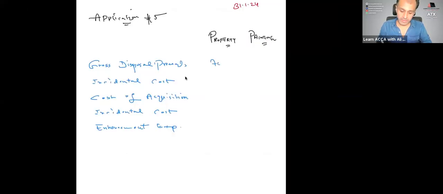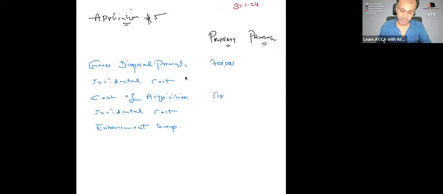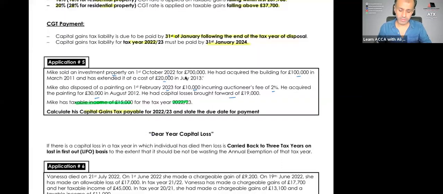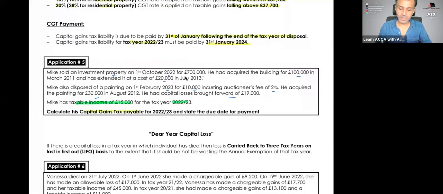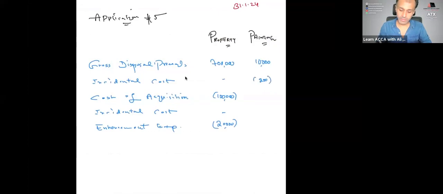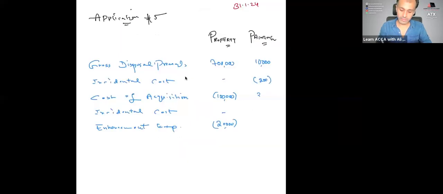$700,000 has been the proceeds of disposal, being acquired back in 2000 for $400,000, and an extension cost on that is $20,000. There is no incidental cost of disposal and incidental cost of purchase. Mike also has disposed of a painting for $10,000, incurring an auction fee of 2%. He acquired the painting back for $30,000.